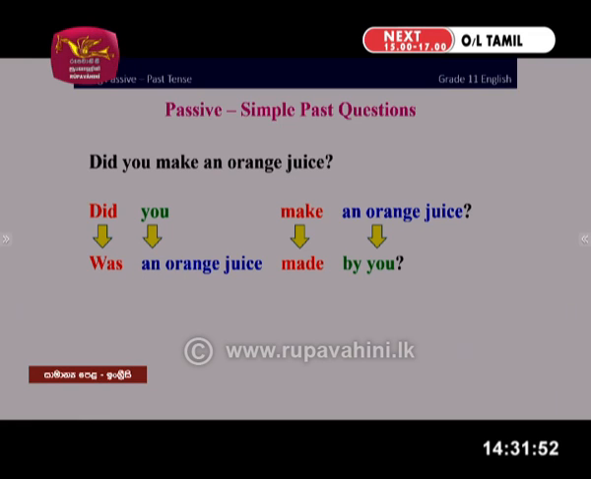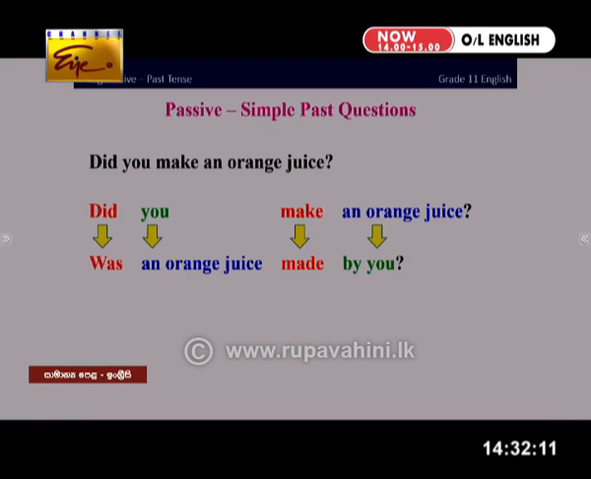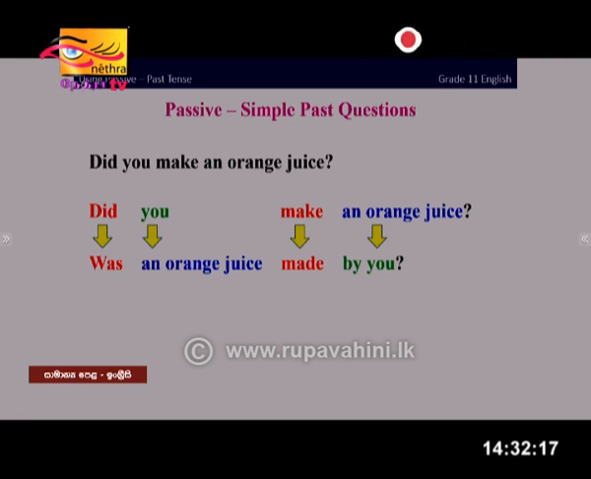What has happened to the first word? In the active sentence, we used did to ask the question, and now in the passive form, simply just like in the previous activity, what have we done? We are using was instead of did, right? So, did you make an orange juice has been changed into was an orange juice made by you.